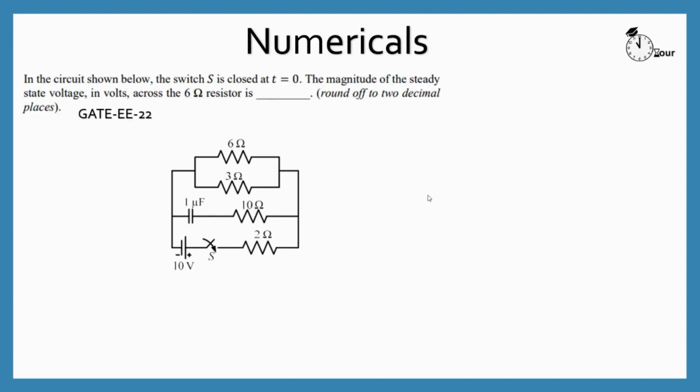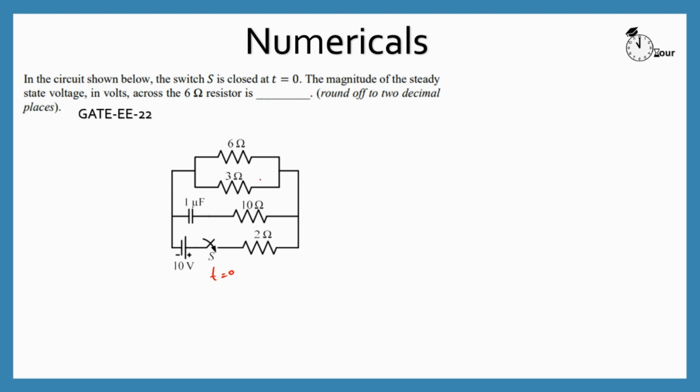This is the first problem. This question was asked in GATE in the DA paper in the year 22. Here, when the switch S is closed at time t equal to 0, we need to compute the voltage across this 6 ohms resistor.